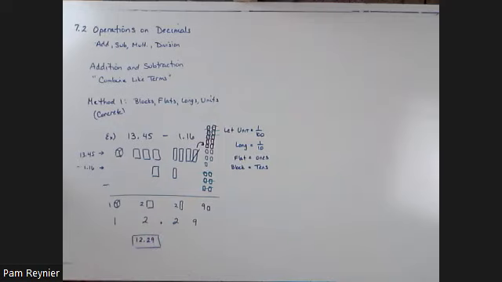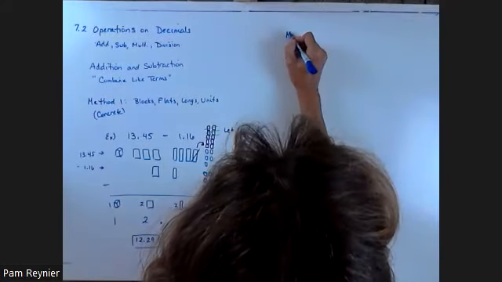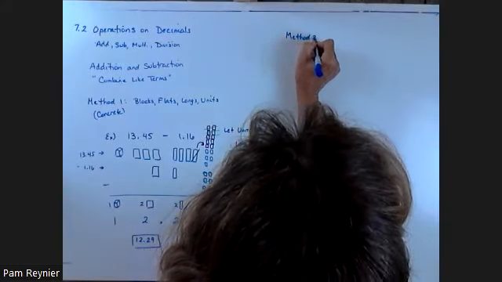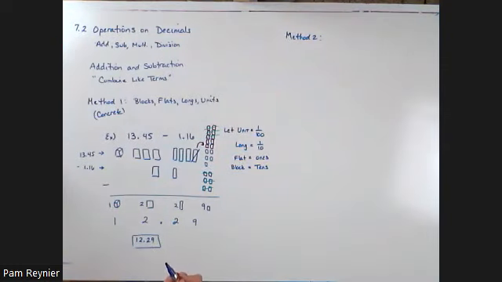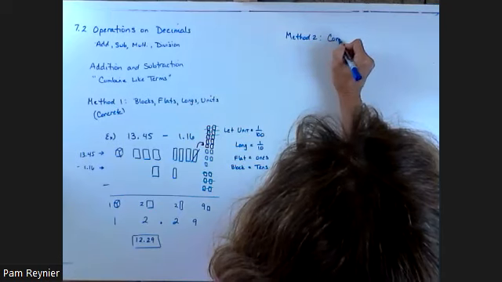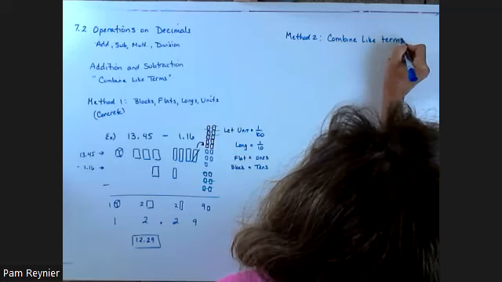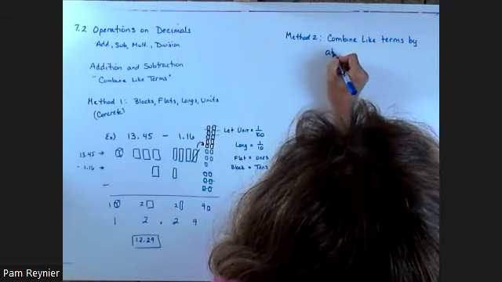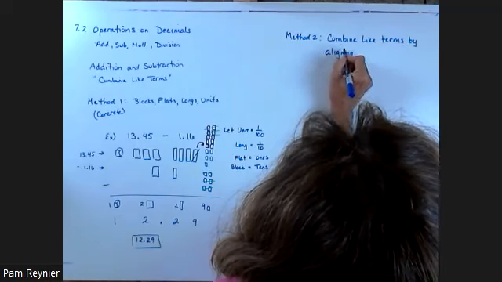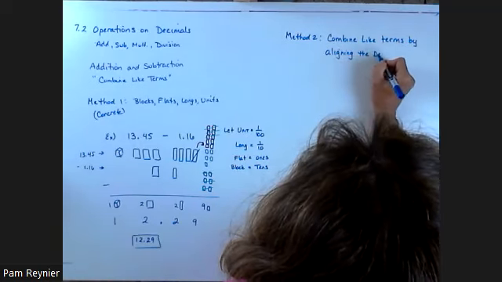So the first method I always recommend is some sort of concrete method. We just have to redefine what the units are. A second method is by using the commutative property. Now, you know what? I'm going to do this method, lining up the decimals, so combining like terms. Combine like terms by aligning the decimals.